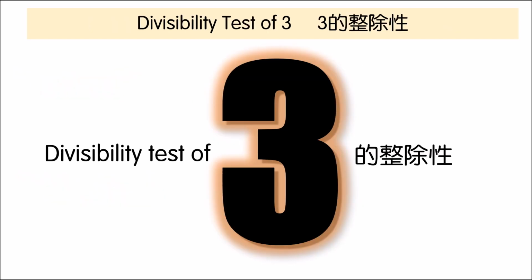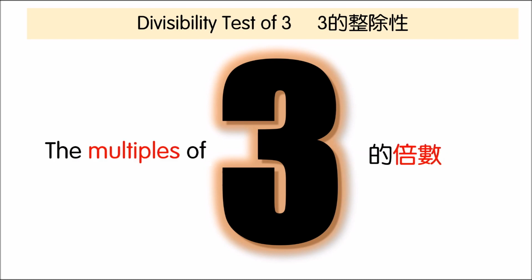But what about the divisibility of 3? What about the multiples of 3? How do we find them? Here we have a really big number, 25,311. To perform a long division on this number and determine if there are any remainders, that is a very long process. Therefore, one way to do it is to add up all of the digits together.